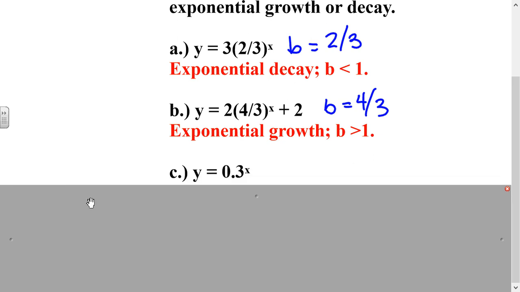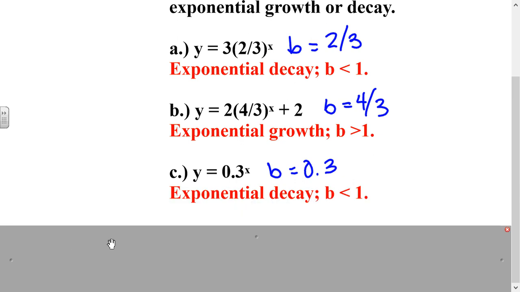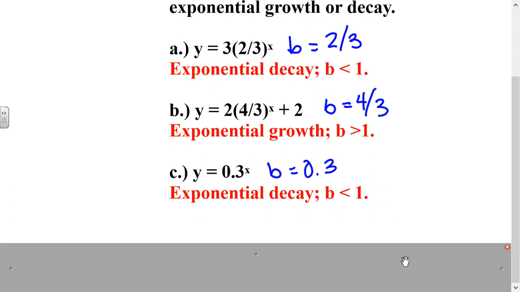Okay, this one we have 0.3 to the x power. So in this case, b equals 0.3, which is less than 1. So this one would show exponential decay. So I think you guys kind of get the general idea.